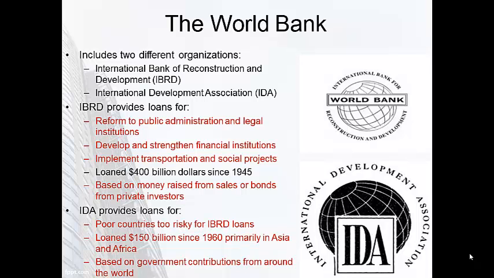Now, IDA provides loans for poorer countries that are too risky for IBRD programs. So they've loaned out a total of $150 billion since 1960, primarily in two areas, Asia and Africa. Now, this money is based on government contributions from around the world to help LDCs. Thus, it is less than, let's say, private investment.